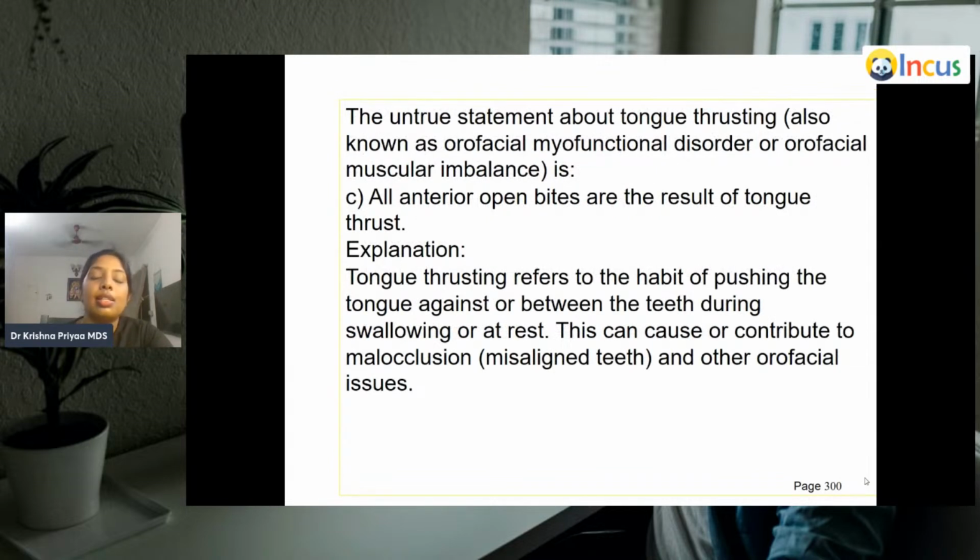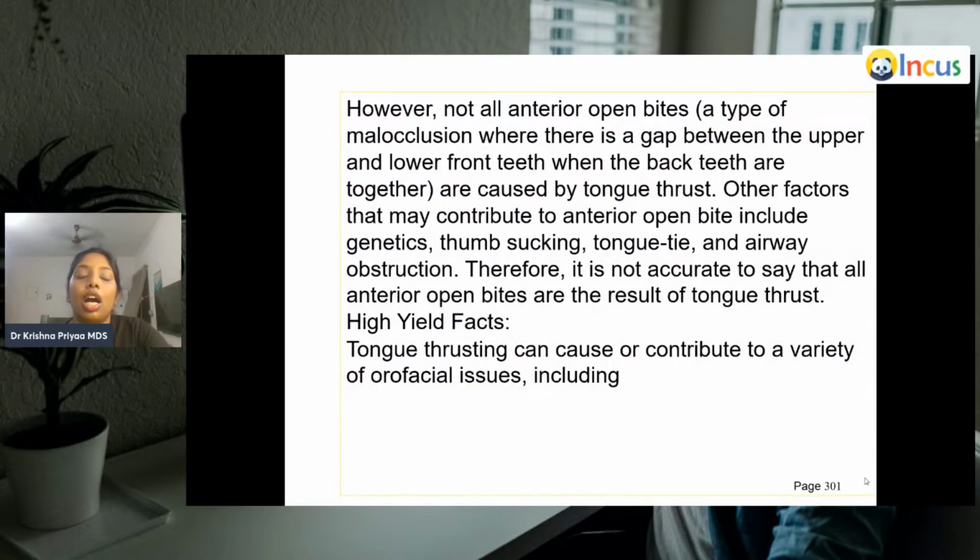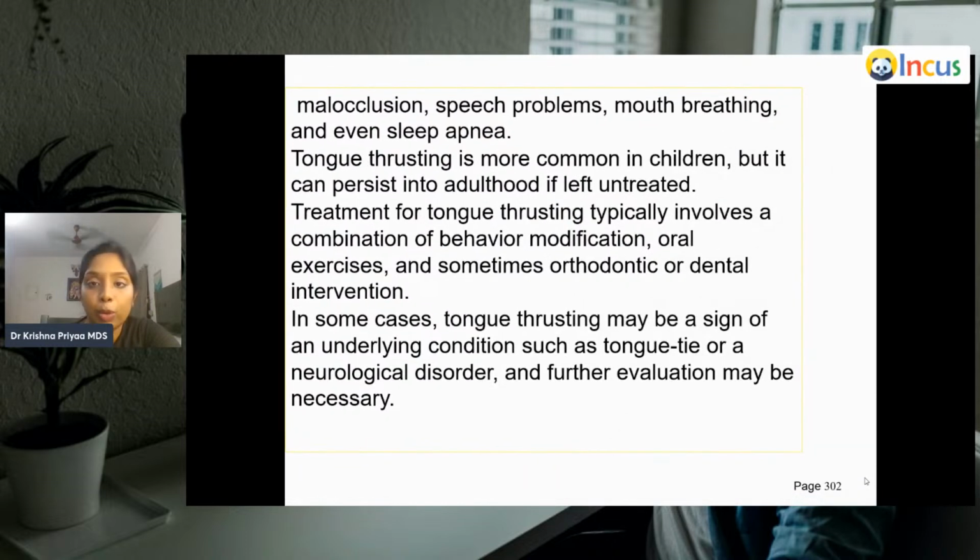So tongue thrusting is generally placing the tongue between the upper and the lower jaw in order to make a seal. However, all anterior open bites do not occur because of the tongue thrust. It can occur because of overly extruded posterior teeth so that the anterior teeth are open and can't meet with each other. And some other habits like thumb sucking or tongue tie can also precipitate anterior open bite. And tongue thrusting can cause or contribute to a variety of oral facial issues also, including malocclusion. It can cause speech problems, mouth breathing, and even sleep apnea. It is more common in children, but it can persist in adulthood if left untreated. So treatment always involves a combination of behavioral modification, oral exercises, and sometimes dental intervention.